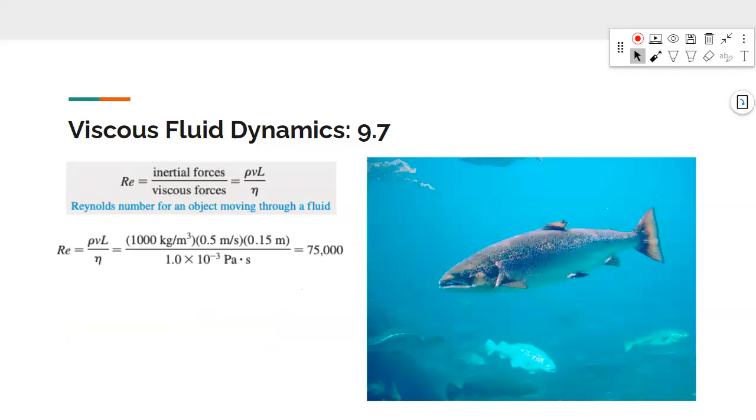We have a sample calculation here for a salmon where we put in the speed of the salmon, 0.5 meters per second, and the length scale of the salmon, so just roughly how big it is. And any problem I give you about Reynolds number, you won't have to be very precise, or it'll be obvious what the length scale is, like the width of an object or the diameter of a pipe or something like that. Those are all sort of length scales you might see.